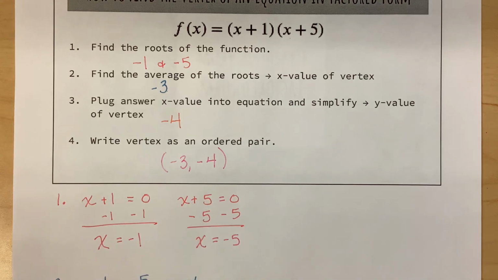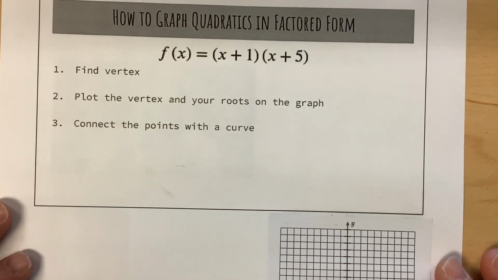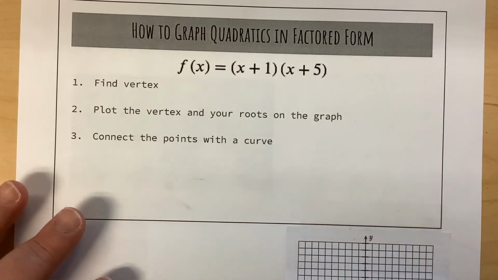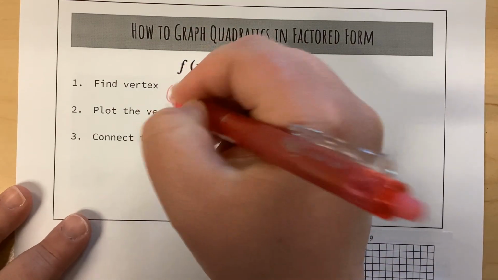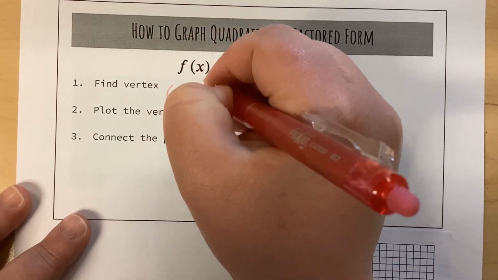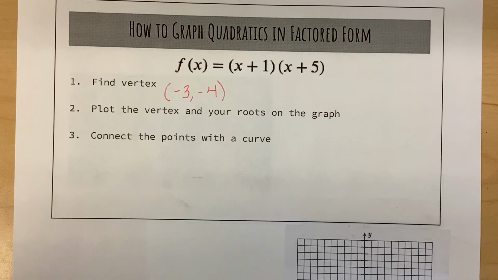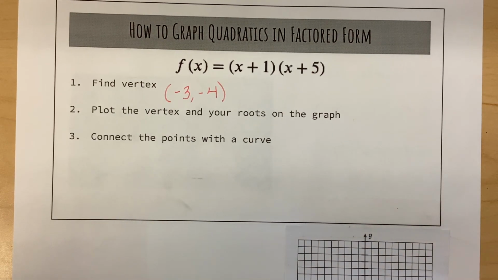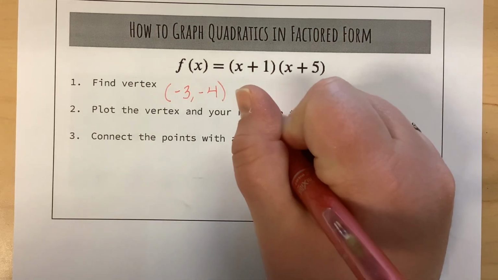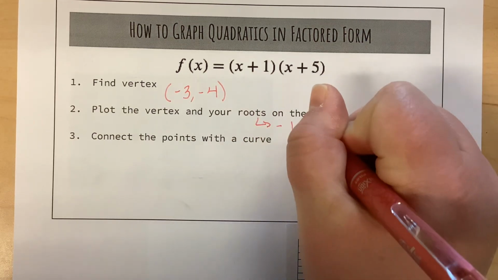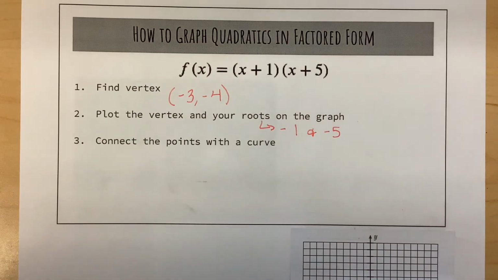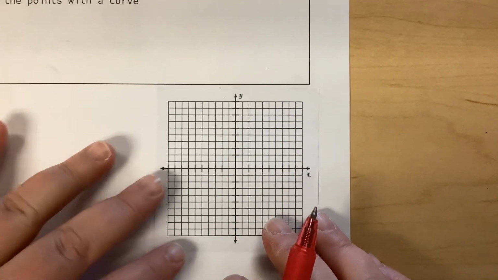From there, let's take a look at what you need to do to actually graph the function. Okay, so this is the same function we just had. We found the vertex, which in this case was negative 3, negative 4. And then when you come down to the graph, all you need to do is plot the vertex and your roots. Now, if you remember, the roots were negative 1 and negative 5. So for this type of graph, you only have to have 3 points. So I'm going to plot those three things.